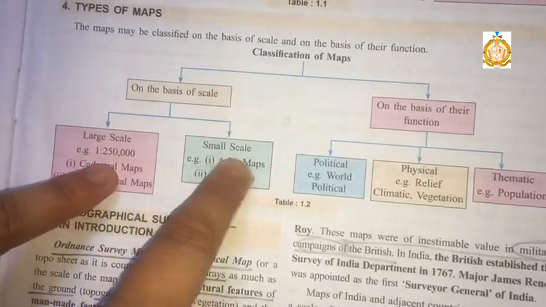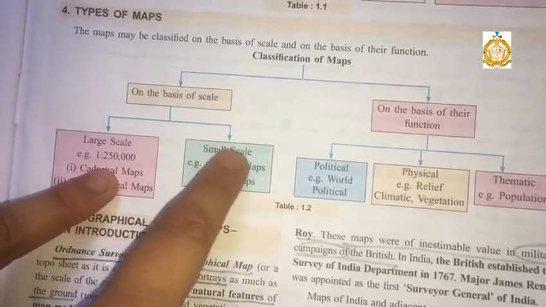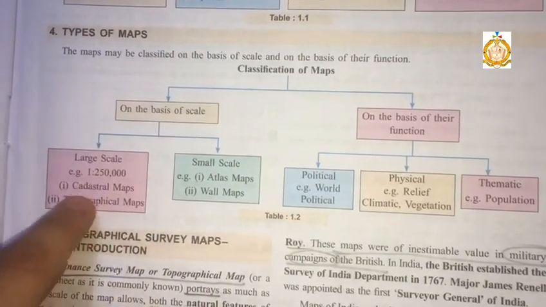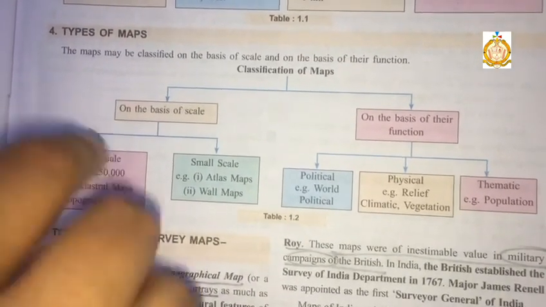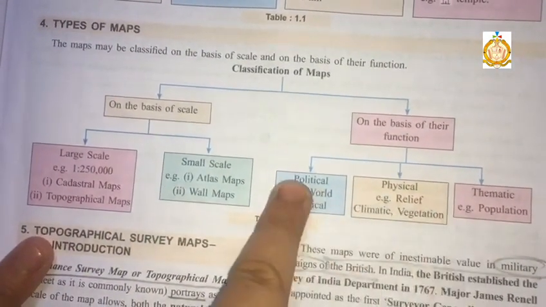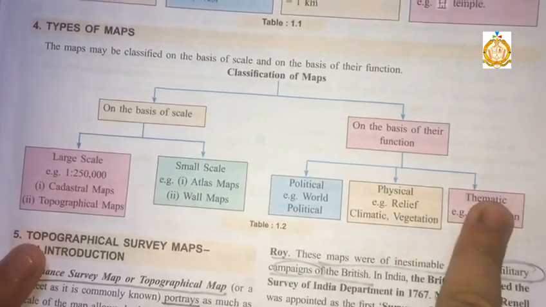In small scale maps, they give a wide area description, and in large scale maps, they give a small area with broad detail, while small scale maps show a larger area in small detail. On the basis of their function, there are 3 types of maps: political, physical and thematic.